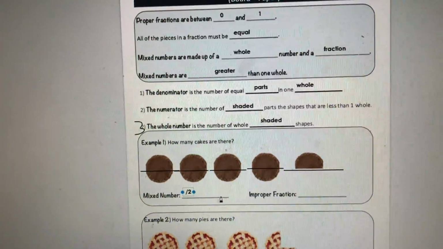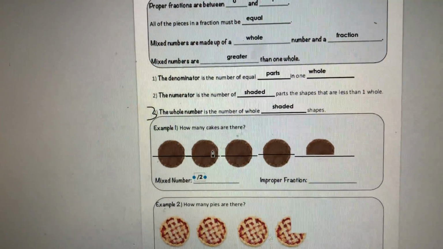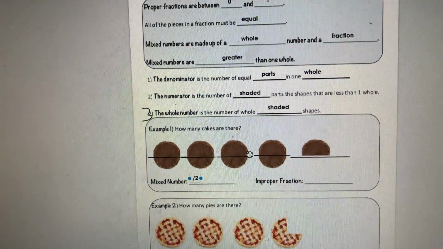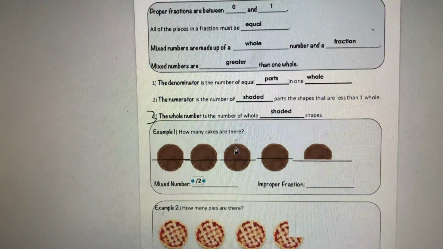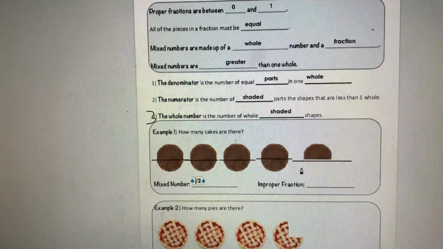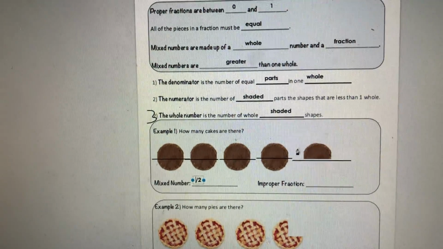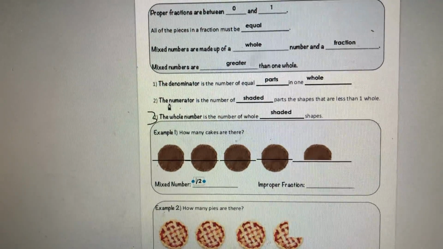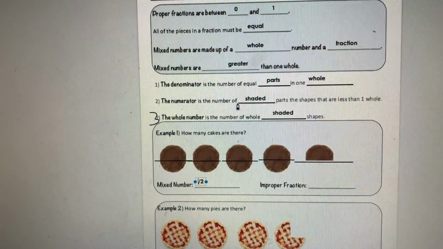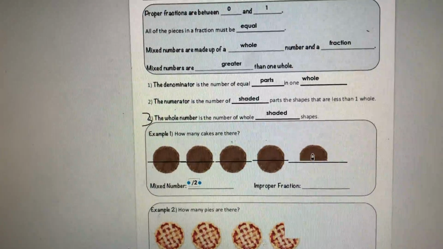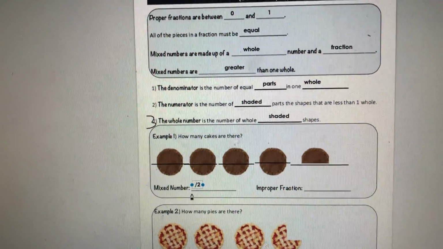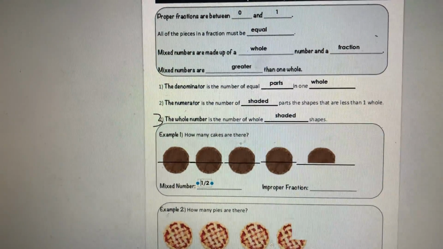Now I'm going to look at the only piece of cake that's not a whole cake. This is a whole cake. This is a whole cake. This is a whole cake. This is a whole cake. I'm going to look at this one that is not a whole cake. And the numerator of this fraction is the number of shaded parts that the shapes are less than one whole. Well, I have one piece of cake still. So my numerator is 1.